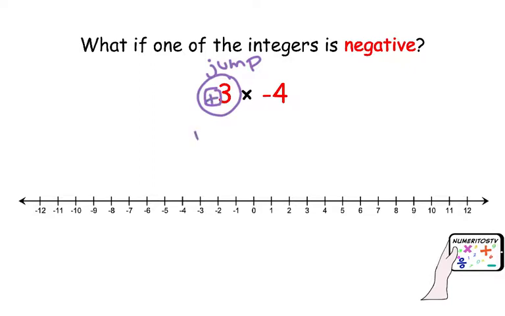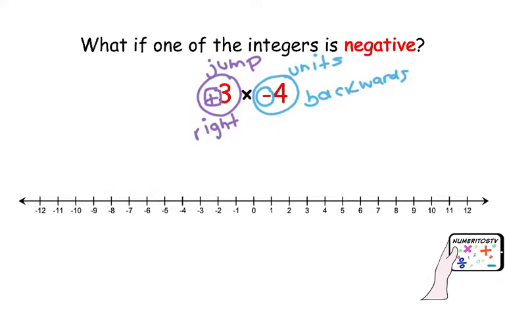So that means that I'm going to do those jumps to the right of 0. And my second integer is going to tell me of how many units. Again, 4. But here the sign is negative. So that means that I'm going to do those jumps backwards, because that symbol is negative.